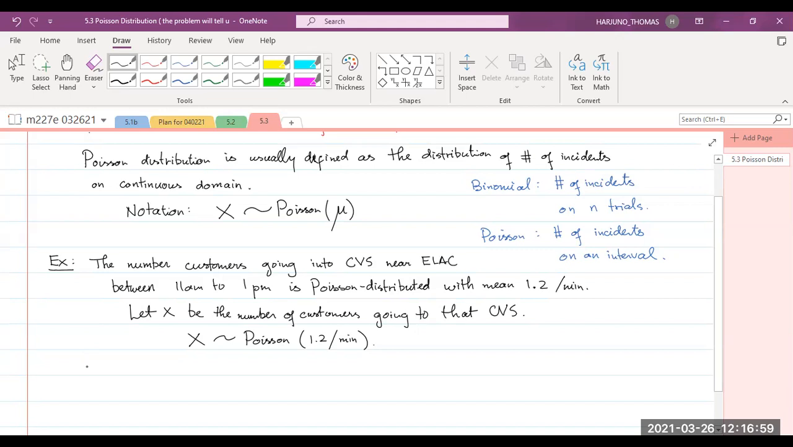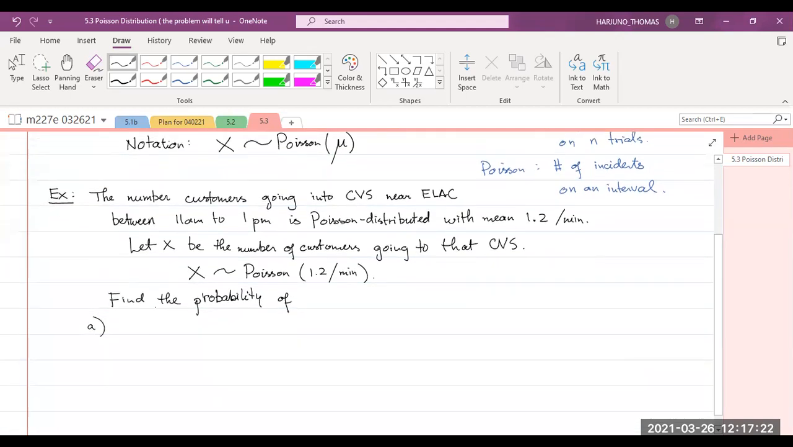Now, suppose I ask, find the probability of, part A, let's say, exactly 2 customers in the next 1 minute. So in the stretch of the next 1 minute, what is the probability that the number of customers going in is exactly 2? It is exactly 2 and it is Poisson.